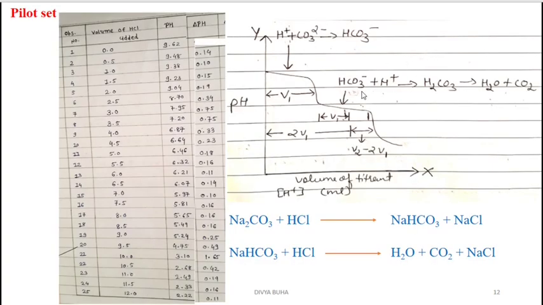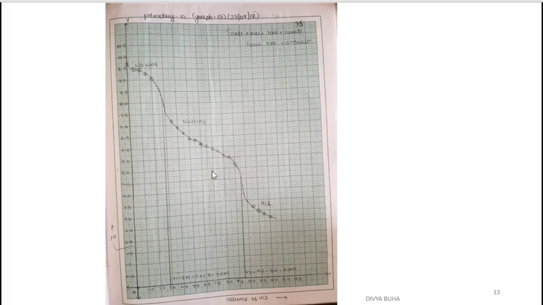Okay, now this graph is this one. Okay, if you draw it, it would look like this. Over here that would be the first end point. Over here you will be obtaining the second end point.